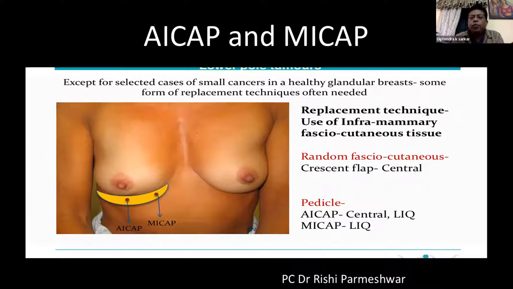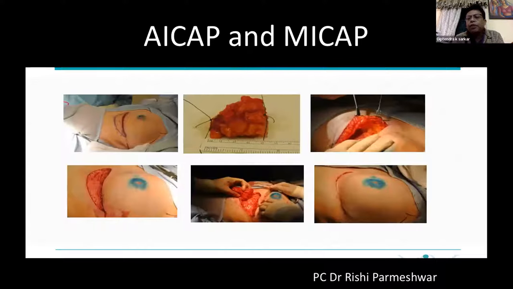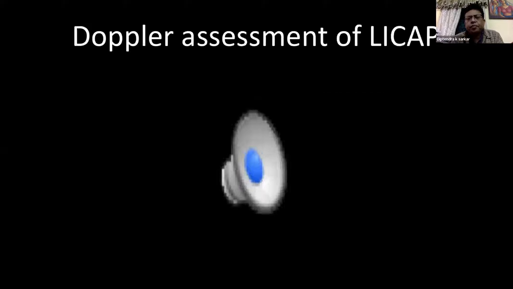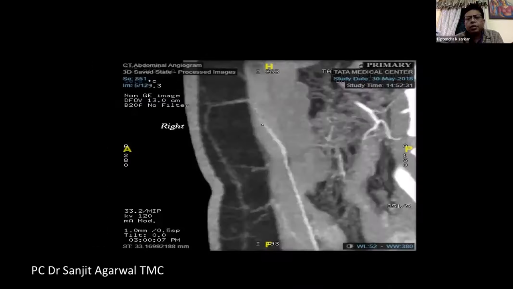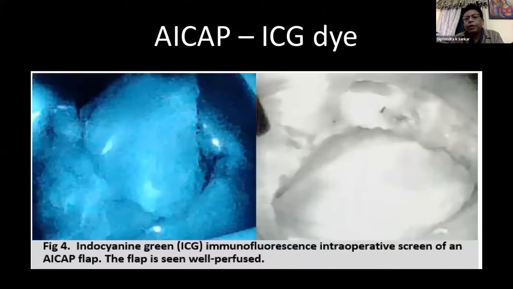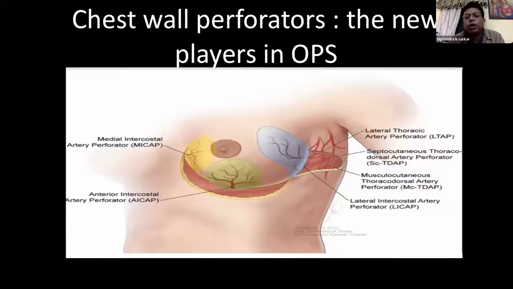Now, in modern day, we would be able to take these perforators up to recreate the breast. So you must read about lateral intercostal artery perforator, medial intercostal artery perforator, anterior intercostal artery perforator, and a very important one is the TDAP perforator. I will skip this complex anatomy, but one must understand that the TDAP perforator is extremely important. This is what I intend to show you. Now look at this.